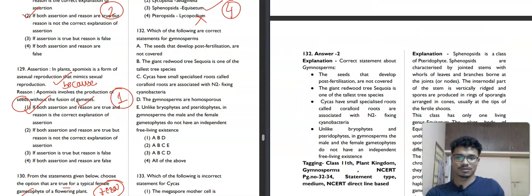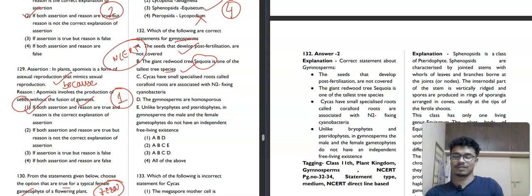132. It is saying, which of the following are correct statements for gymnosperms? Okay, let's read all of this. The seeds that develop post-fertilization are not covered. Okay, it is correct. The giant redwood tree, Sequoia, is one of the tallest tree species. It is correct for gymnosperms. It is given in NCERT. All the statements are given in NCERT.